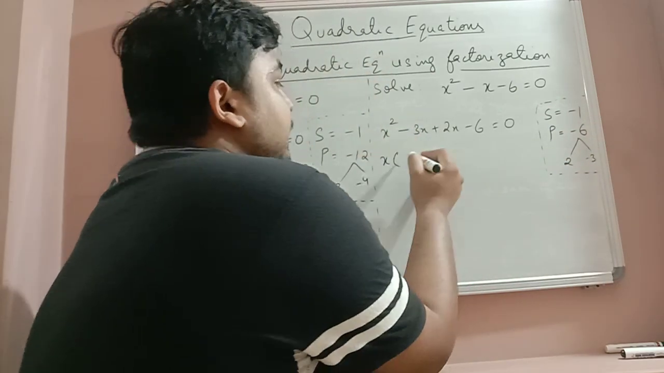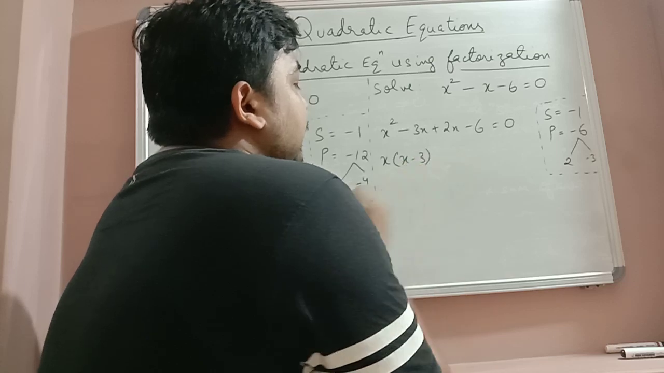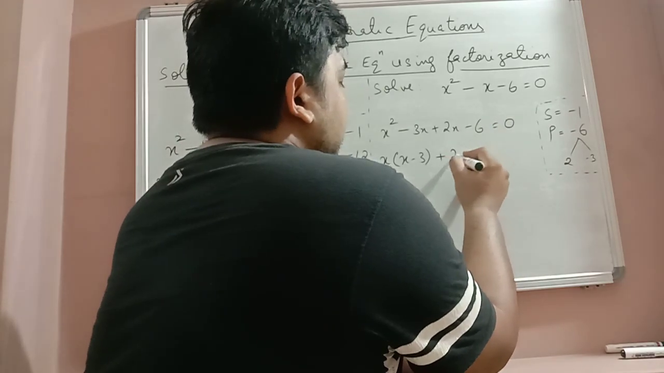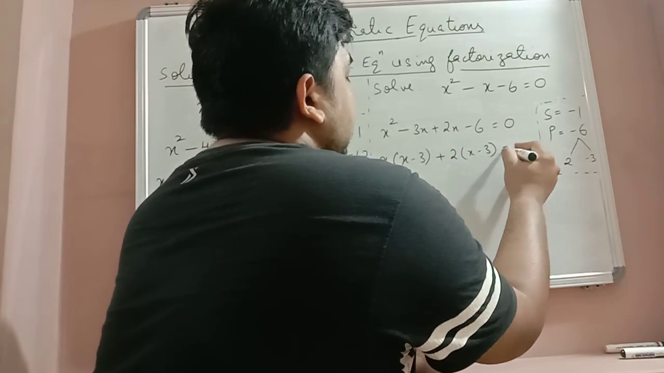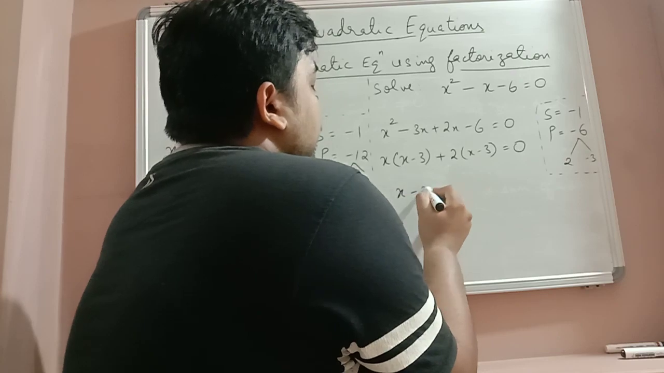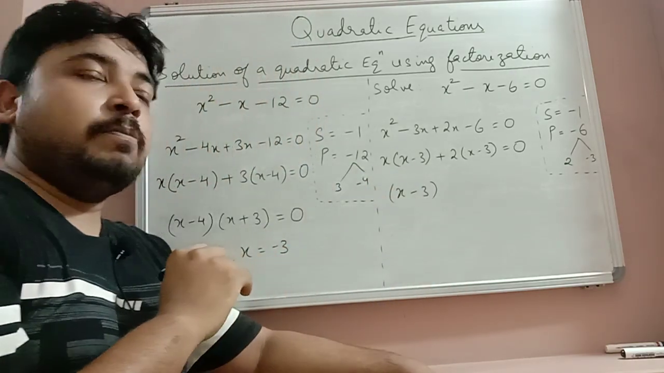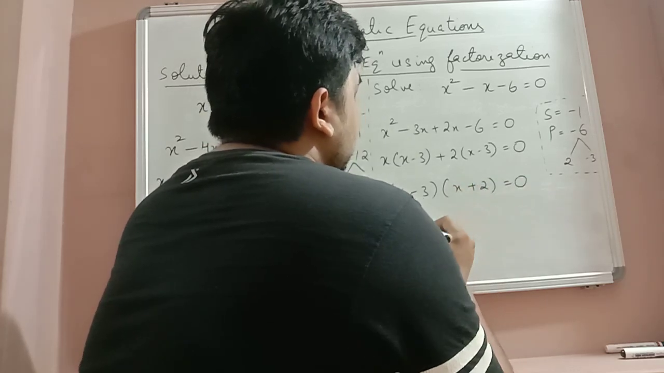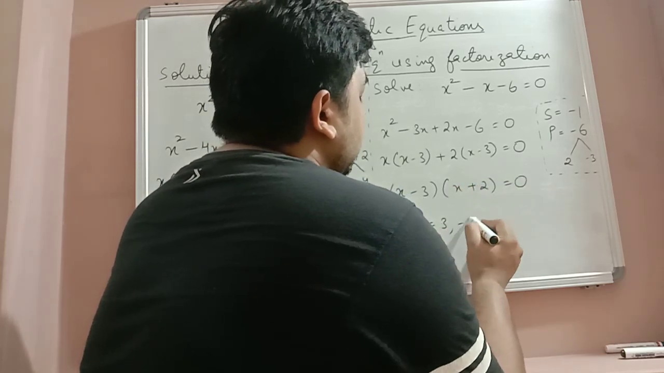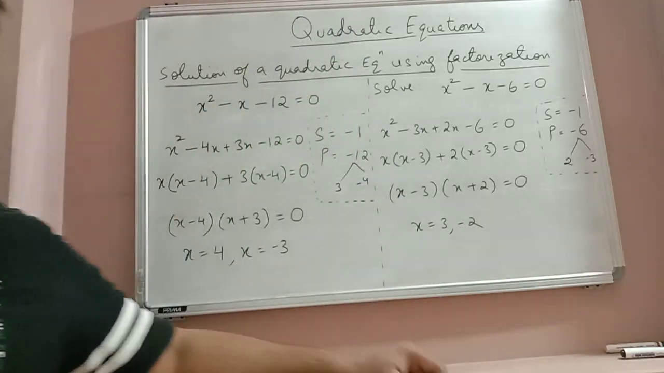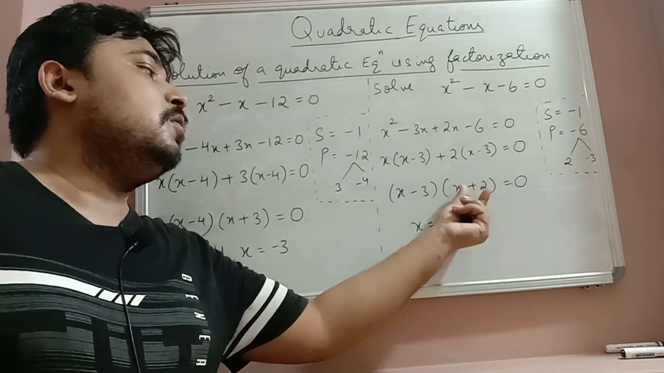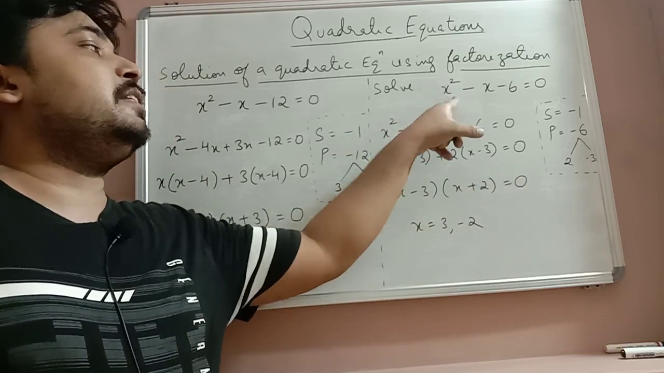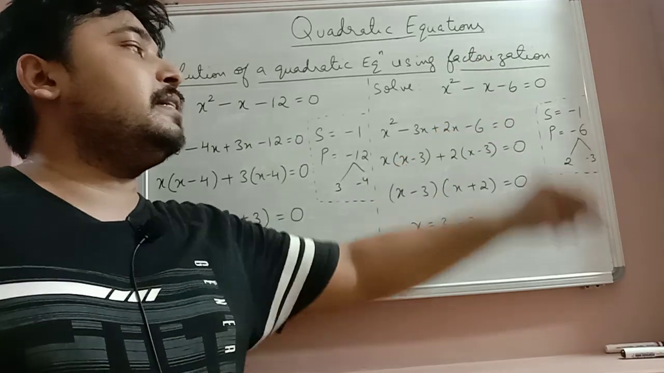In the first two terms, I will get x common. It will be x minus 3 inside the brackets. And in the next two terms, I will take 2 common. And again, I will get x minus 3 inside the brackets. In both the terms, I will get x minus 3 common, and I will be left with x plus 2 equals to 0. So from here, I can conclude that x is equals to 3 or x is equals to minus 2, because either x minus 3 is equals to 0 or x plus 2 is equals to 0. So 3 and minus 2 are the solution to this equation x square minus x minus 6 equals to 0.